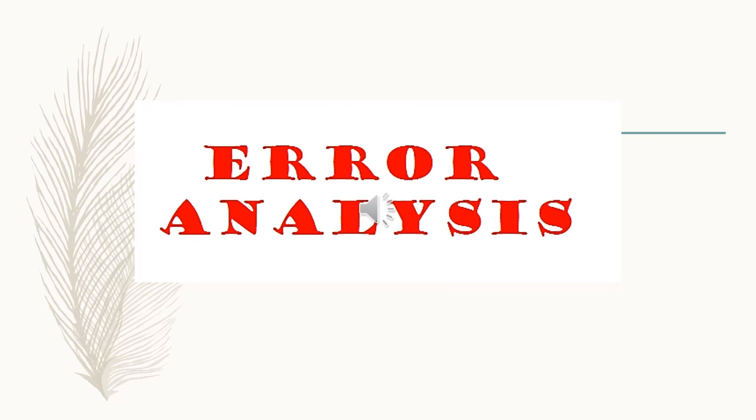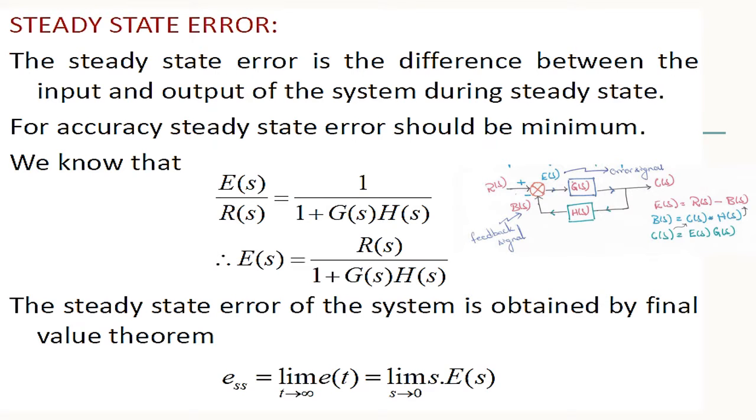Error analysis. Steady state error. The steady state error is the difference between the input and output of the system during steady state. For accuracy, the steady state error should be minimum. From the diagram, the input is R(s), the output is C(s), the gain is G(s), and the feedback is H(s).